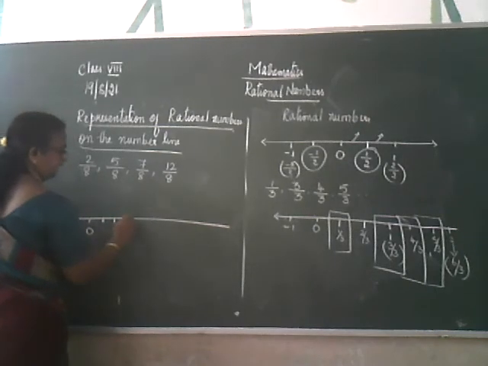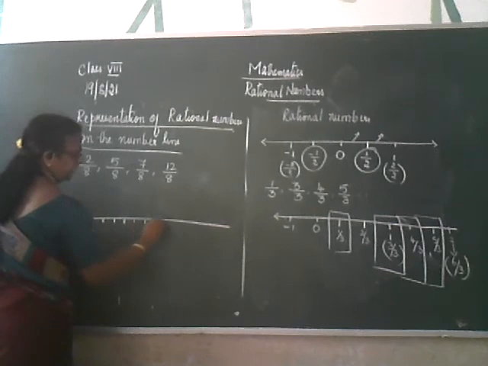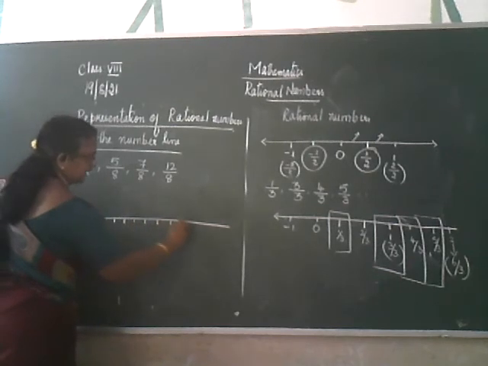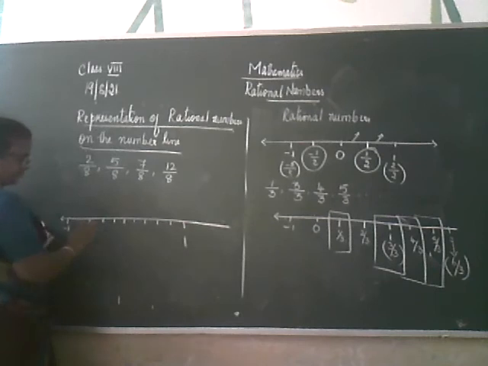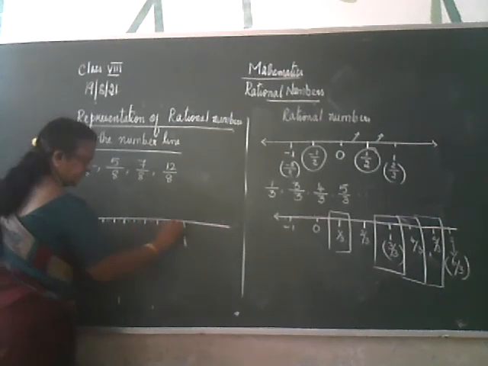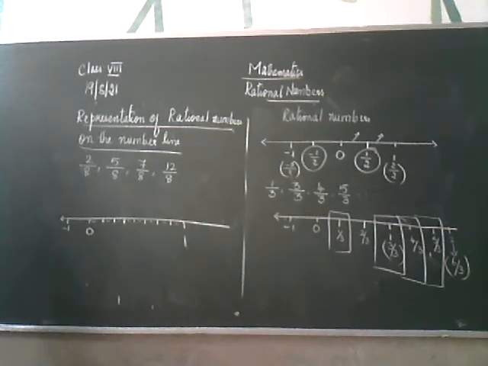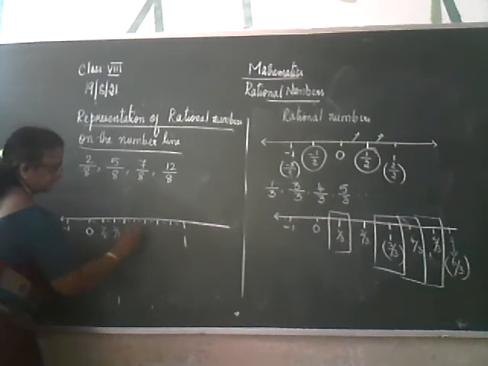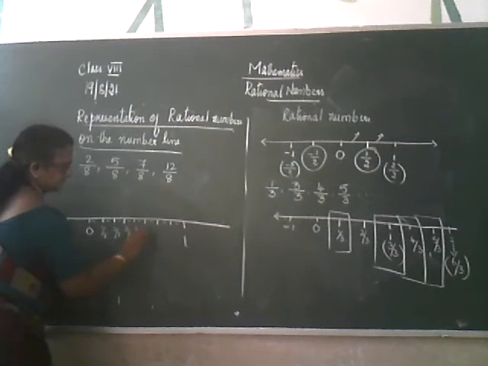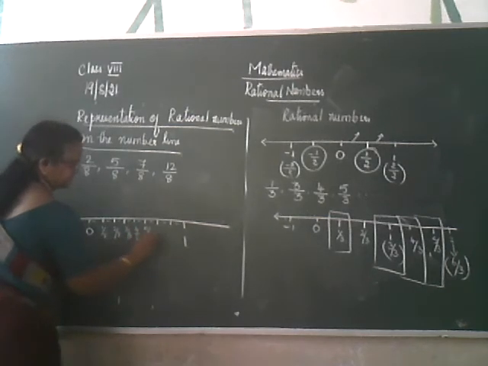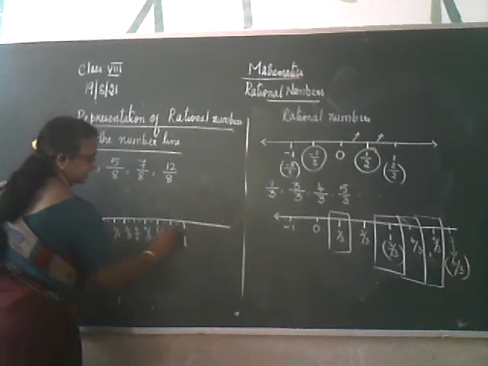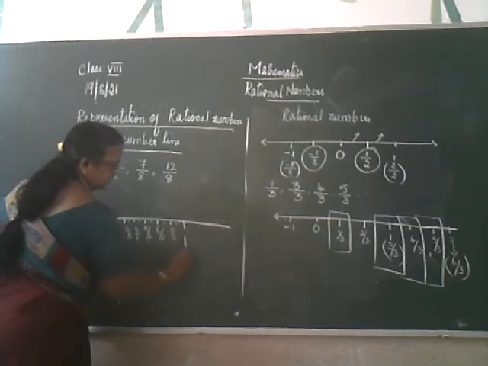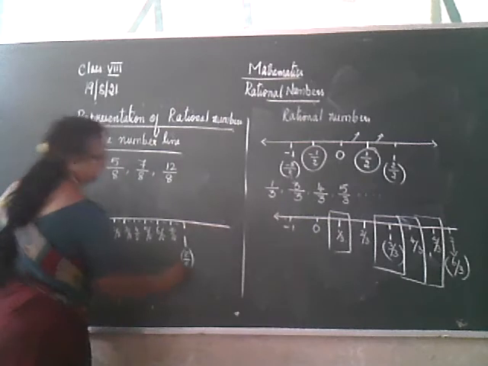1, 2, 3, 4, 5, 6, 7, 8. So you see, this is 1, 2, 3, 4, 5, 6, 7, 8. Okay. So the first one is 1 by 8, 2 by 8, 3 by 8, 4 by 8, 5 by 8, 6 by 8, 7 by 8, 8 by 8 is 1.